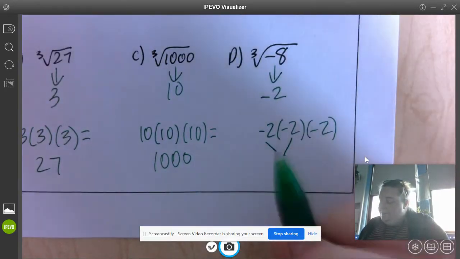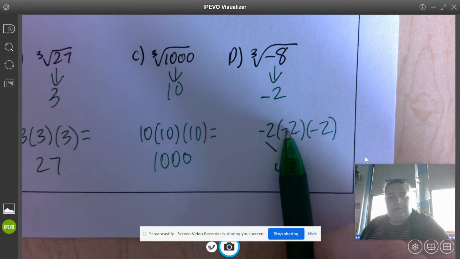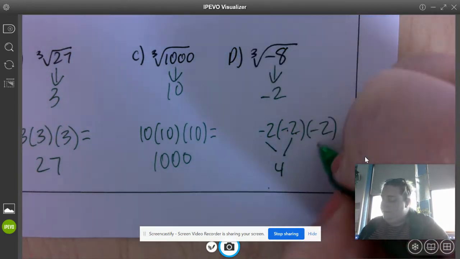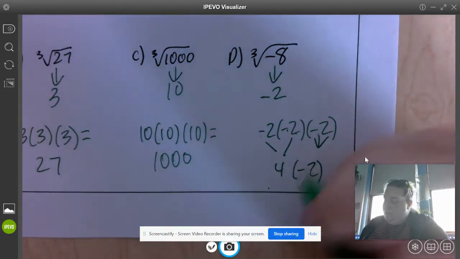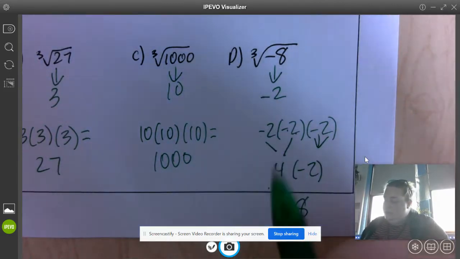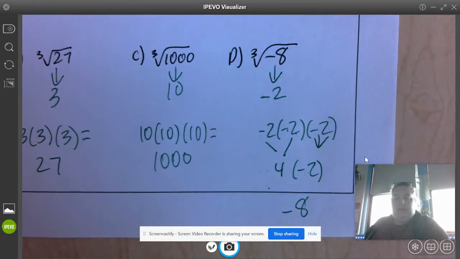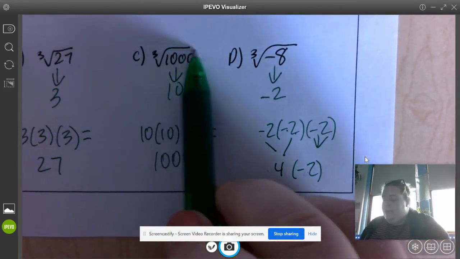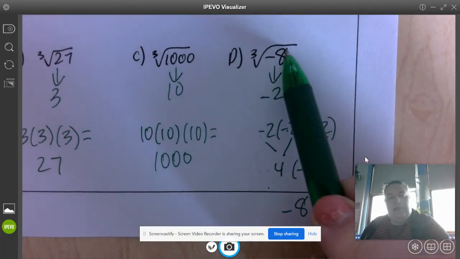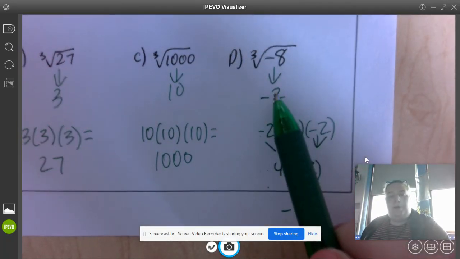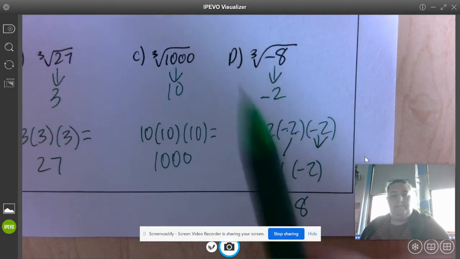When I do that, I know 2 times 2 is 4, and a positive times a positive, the same sign, is positive. Then I'd bring down the last -2. So 4 times 2 is 8. Different signs, positive and negative, means my answer is negative. So when I have a cube root that's positive, the answer is positive. When I have a cube root that's negative, I just find the cube root of the number, and then I know my answer has to be negative as well, okay?